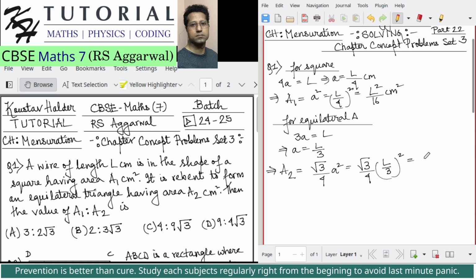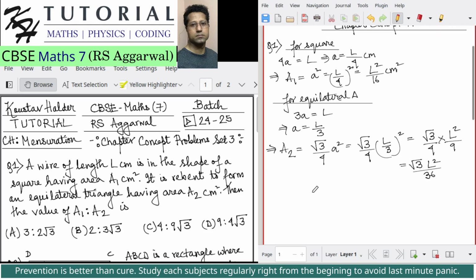So this is equal to square root of 3 by 4 multiplied by L square by 9. This is equal to square root of 3 L square by 36. Now we have to find what A1 is to A2.